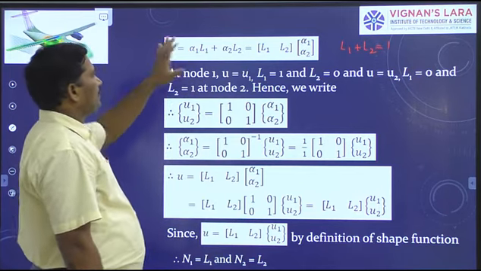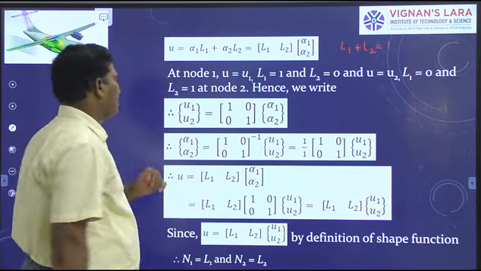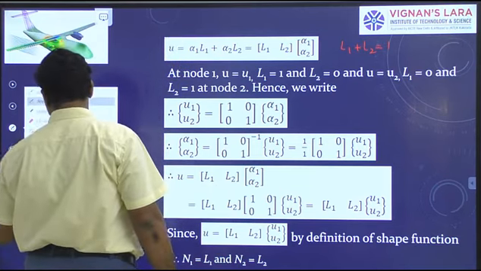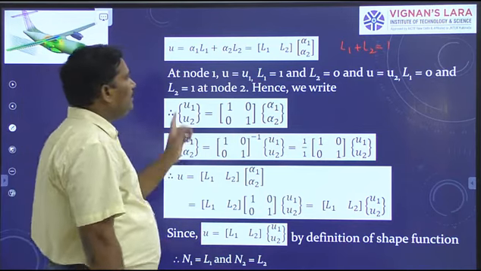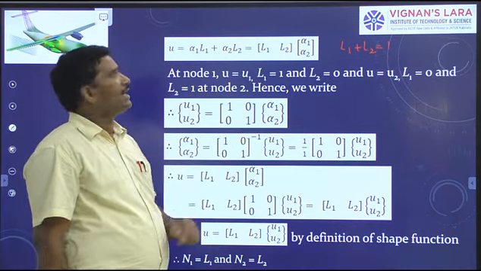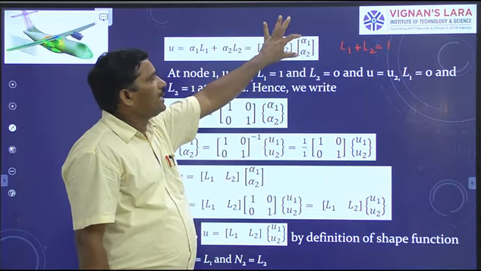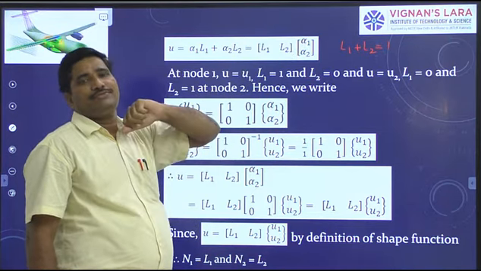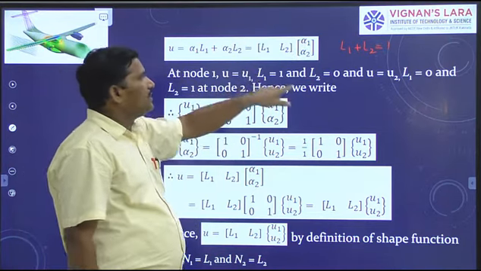These conditions we apply. That we see now. Why do we apply these conditions? Because we have two unknowns here, alpha 1 and alpha 2, that we have to determine. Therefore, we apply these two conditions.